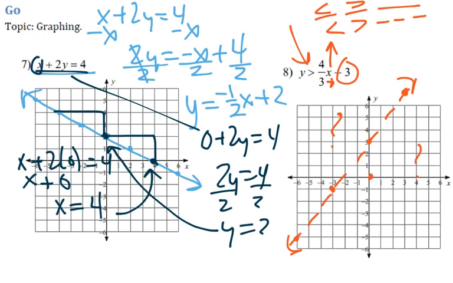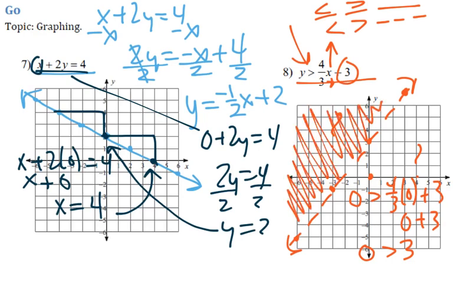So pick a test point. 0, 0 is a great one. Plug it into our inequality. 0 for y, 0 for x. 4/3 times 0 is 0. 0 plus 3 is 3. Is 0 greater than 3? Nope. So I have to shade the other side, because 0, 0 is not an answer.